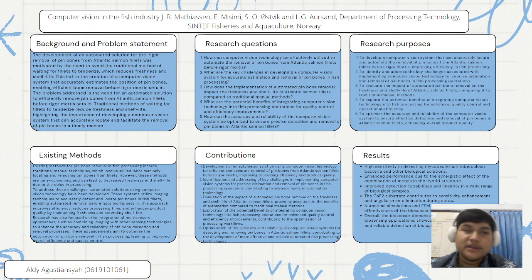So the next paper is going to be computer vision in the fish industry. My research is going to be more aquatic because it is interesting for me to observe aquatic wildlife. So a lot of the papers that I've proposed for research are going to be about fisheries. Yeah, and this one is a fishery one too.